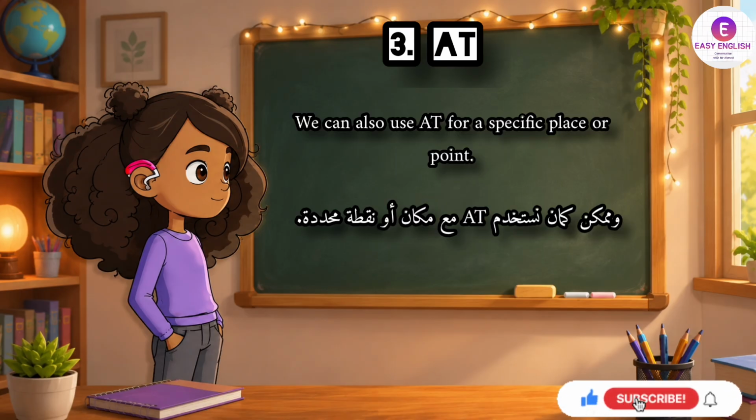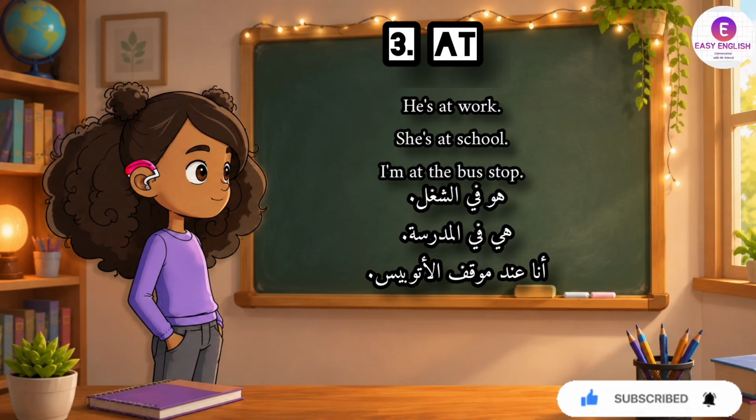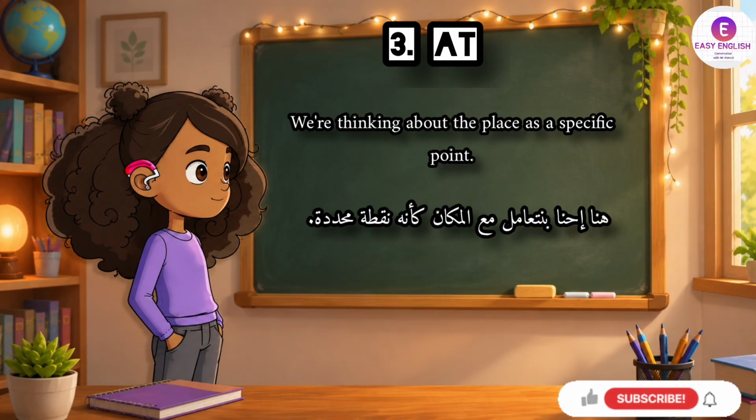We can also use at for a specific place or point. For example, I'm at the airport. He's at work. She's at school. I'm at the bus stop. We're thinking about the place as a specific point.